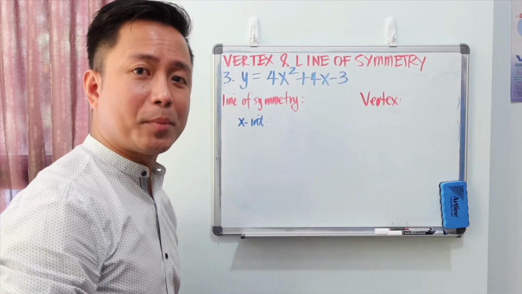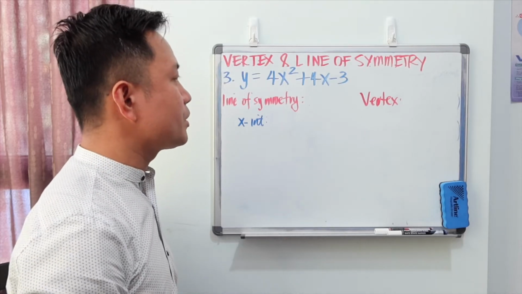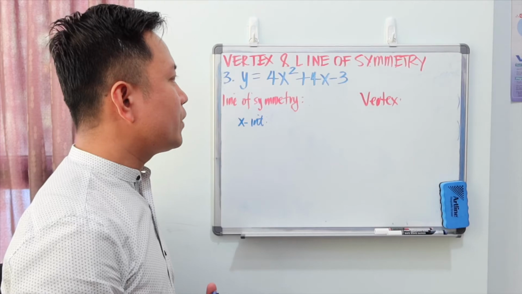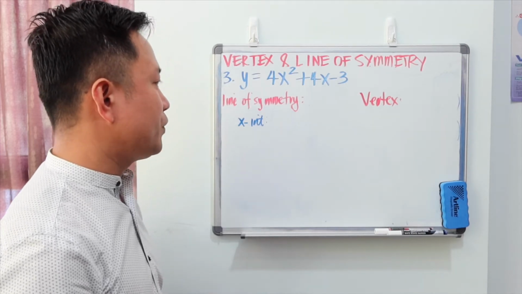Now let's have example number 3. y is equal to 4x squared plus 4x minus 3. This quadratic function is not in factored form. In fact, it is in standard form.